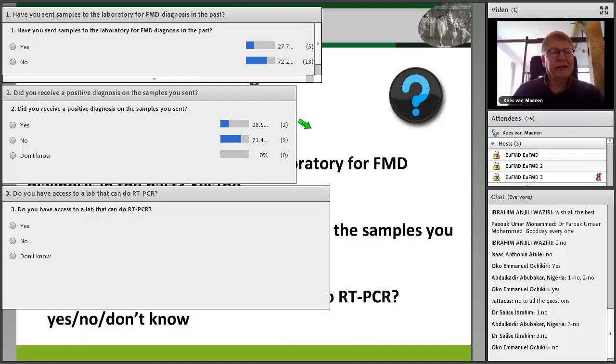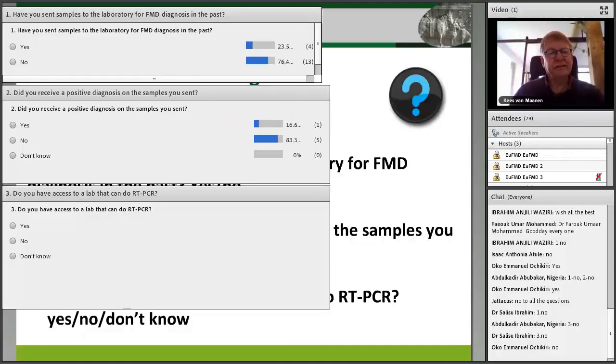And do you have access to a lab that can do PCR? I see that several of you have voted now. Maybe some more of you can vote for the last one, or give your opinion. Do you have access to a lab that can do PCR? Apparently nowadays like 65% of you, or even more, have access to a lab that can do PCR, and that's good. I think PCR is really very helpful and has revolutionized diagnostics of infectious diseases very much.